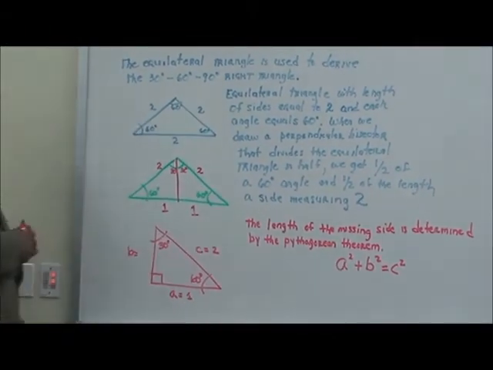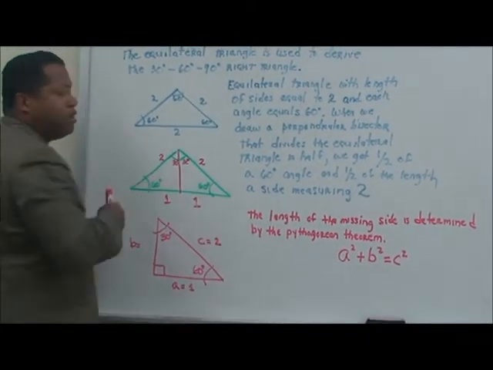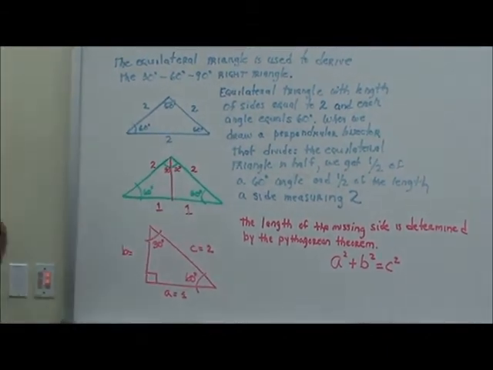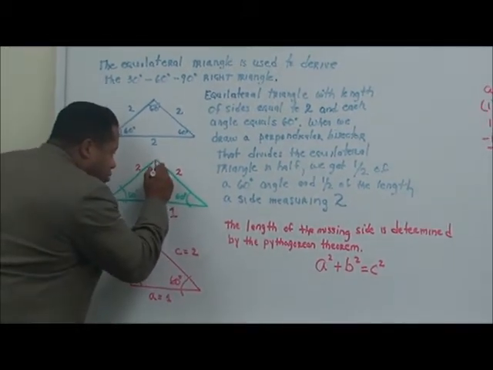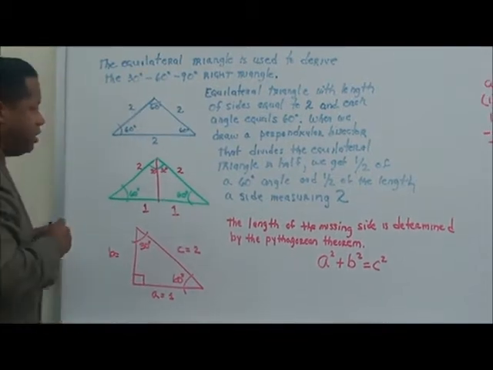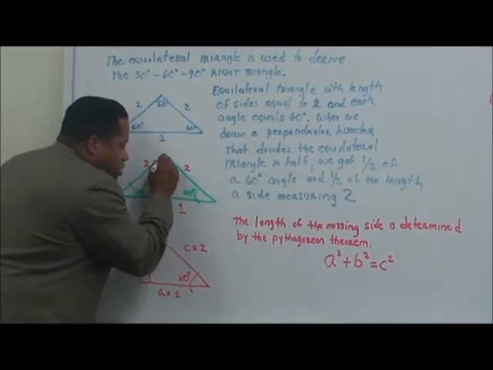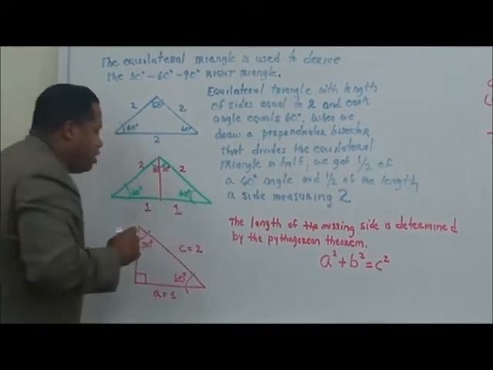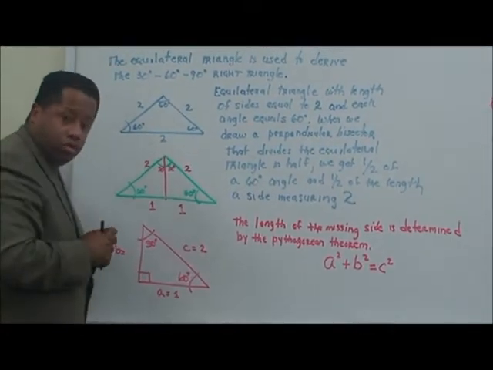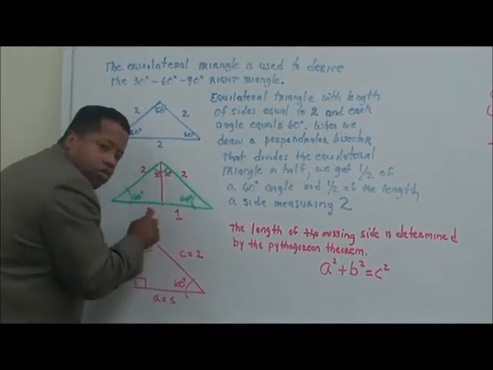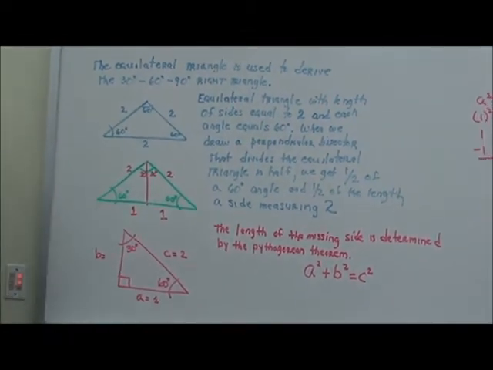and 2 here. That's what makes it equilateral, because all 3 sides are the same. Now, when you draw a perpendicular bisector down the middle, this divides the triangle in half, making this 30 degrees here and this 30 degrees here, respectively. It also divides the side in half. This side was 2 units, but now it's 1 unit on this side and 1 unit on this side, thus making it a 30, 60, 90 right triangle.